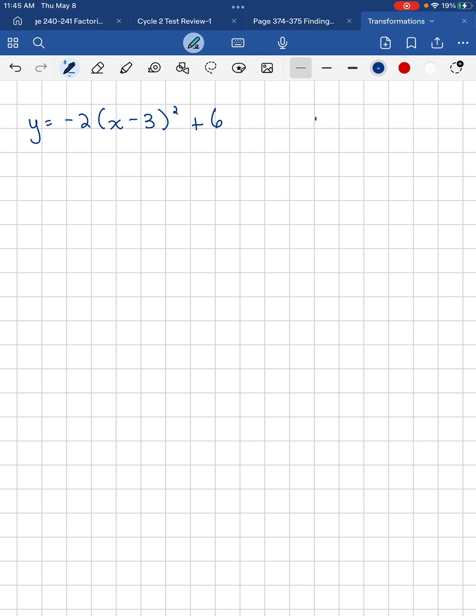So the parent function of this equation would be y equals x squared. And the reasoning behind that is because you do have an x in here and you do have a squared. All the other numbers are considered what we call transformations. I know that doesn't make much sense yet, but please understand that this is the parent function, which is the original. And then we have the child function, which is the transformed function. And we need to list all the transformations. I usually say describe the properties or describe the transformations, and then I ask for a graph.